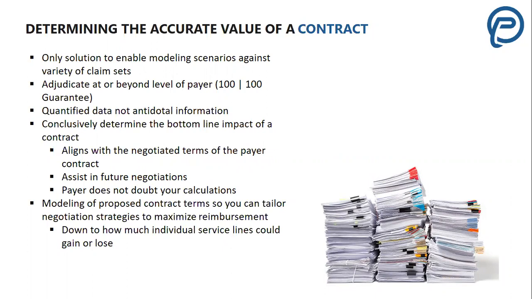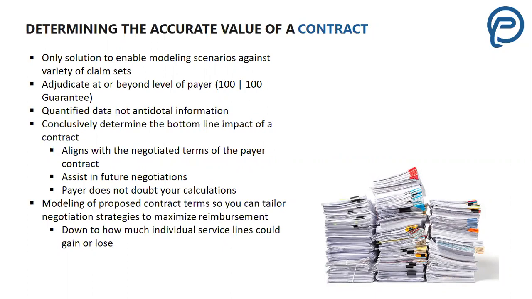You also, as we discussed, have to be able to adjudicate at a very high level. We have the 100-100 guarantee, but you have to be able to adjudicate at a real high level for modeling to determine the accurate value of a contract. You want quantified data, not anecdotal information, so you want to make sure it's quantified and useful.